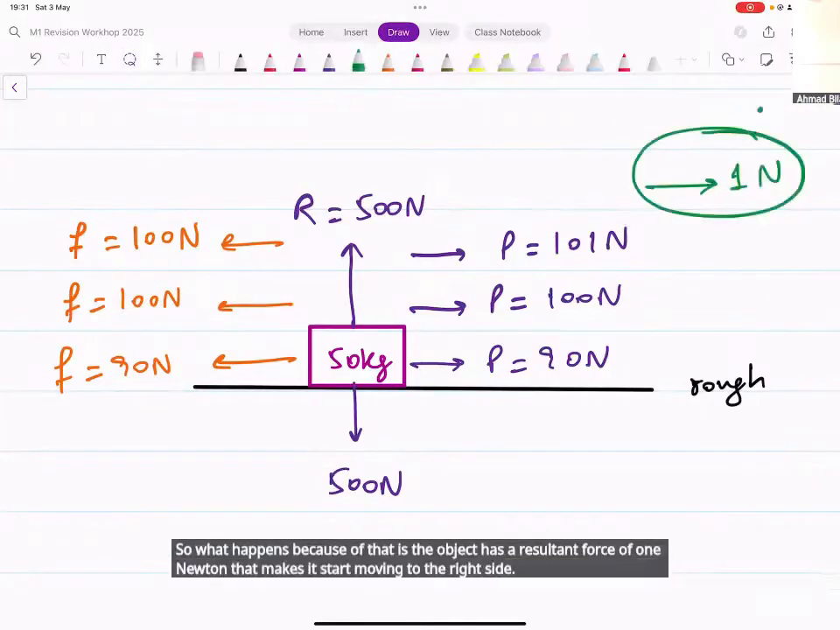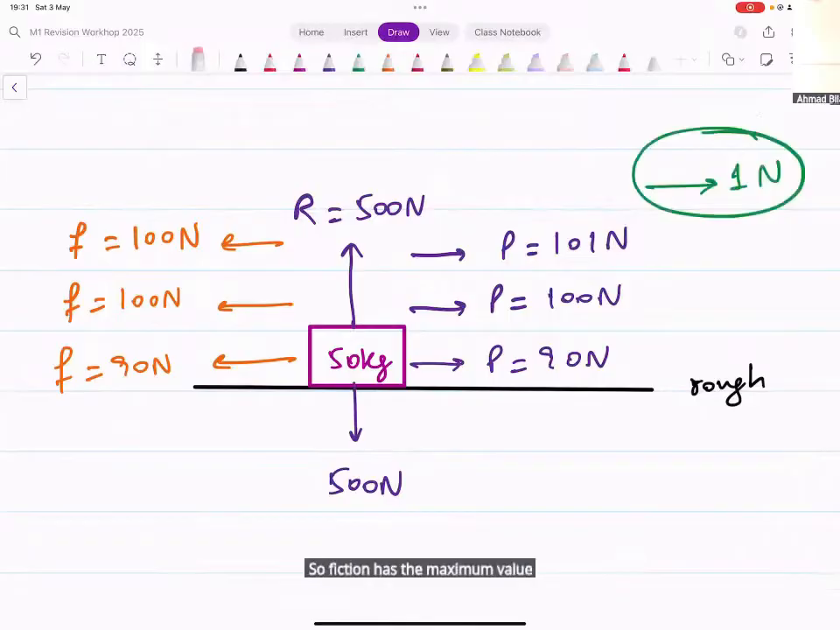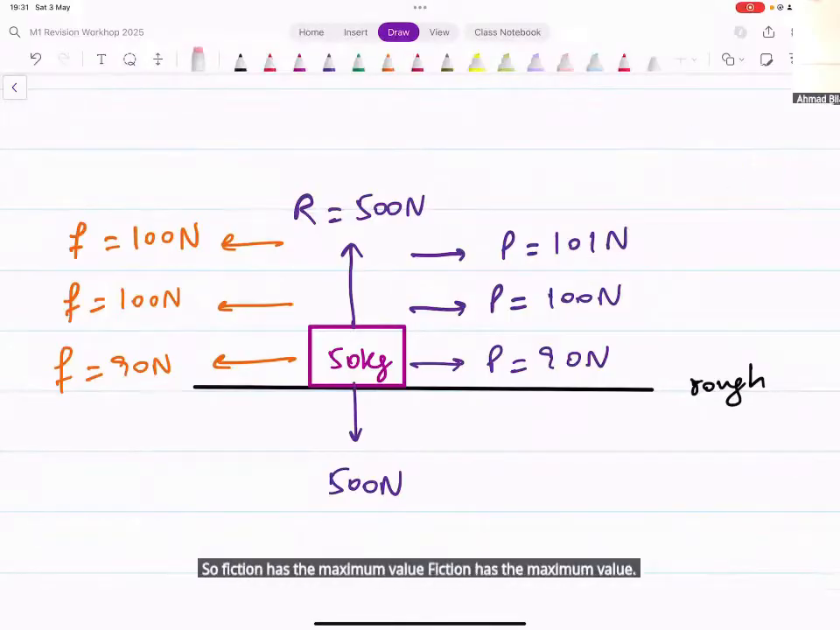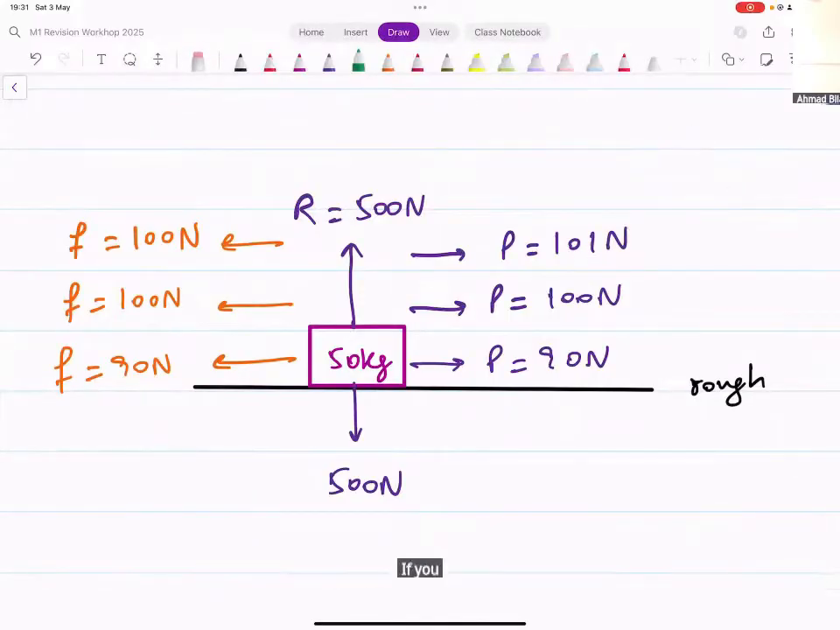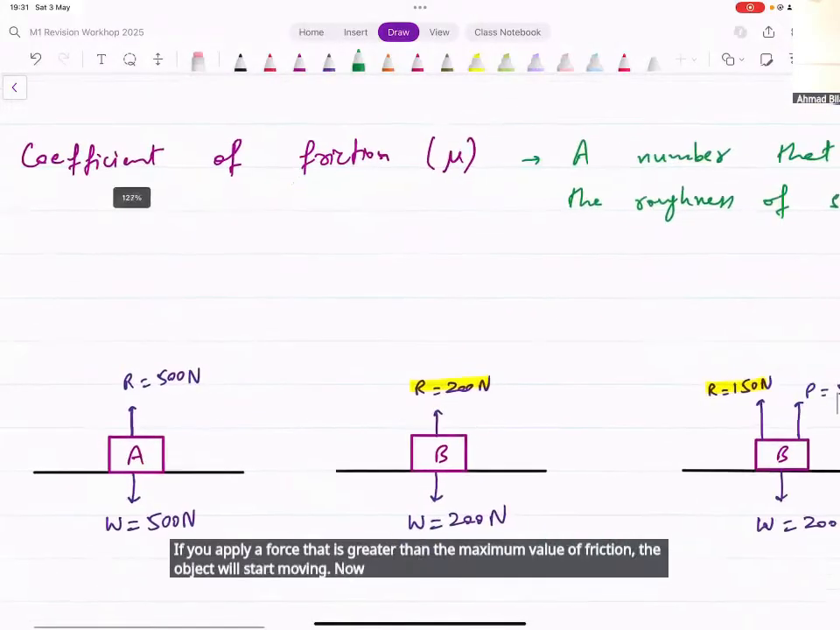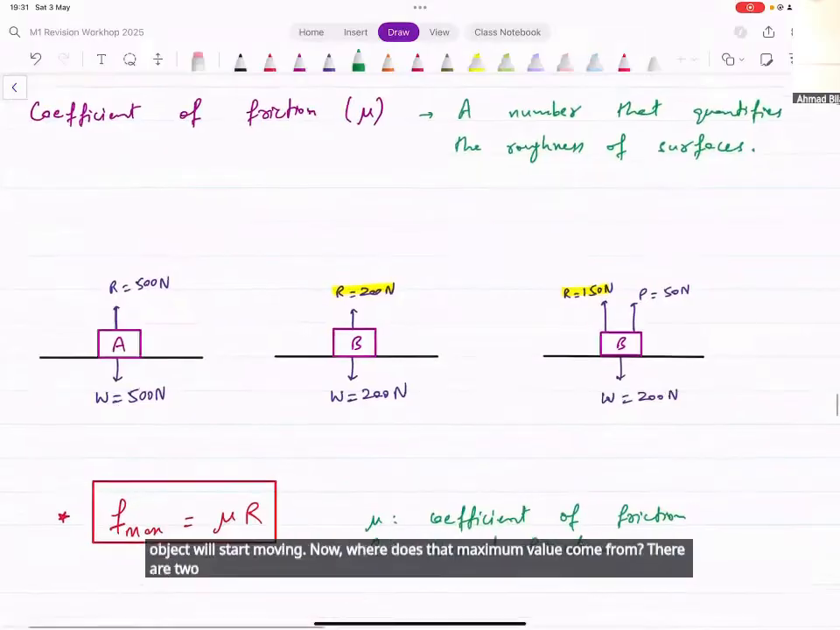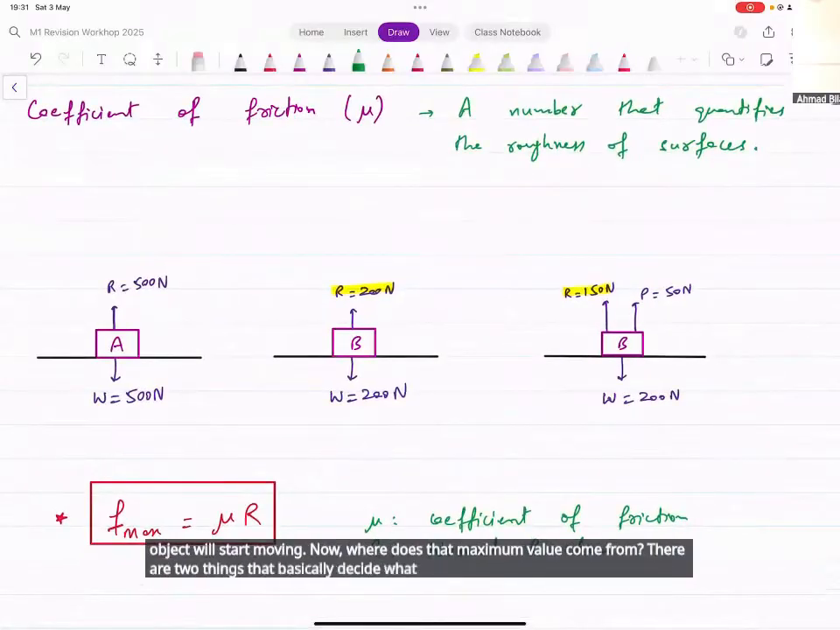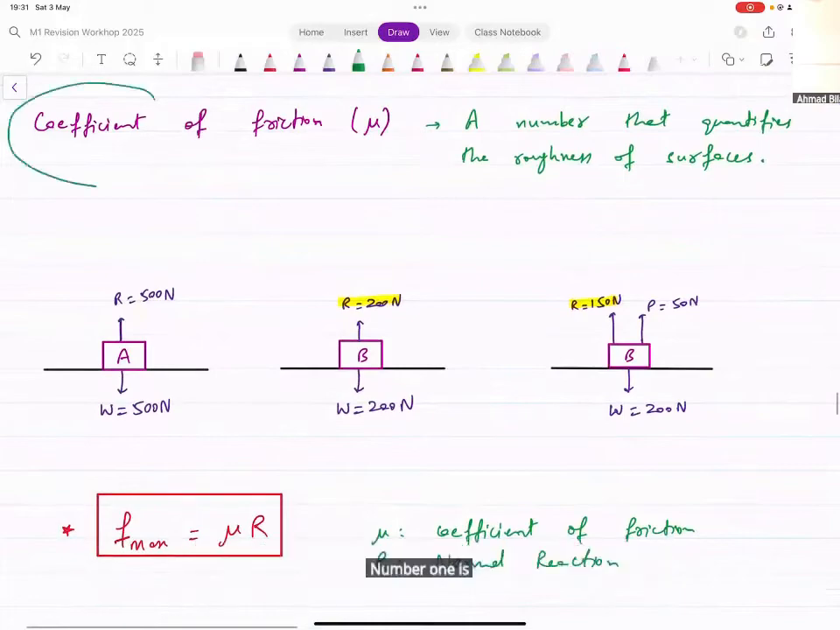So friction has a maximum value. If you apply a force that is greater than the maximum value of friction, the object will start moving. Now, where does that maximum value come from? There are two things that basically decide what the maximum value of friction is going to be in a particular context. Number one is something that we call the coefficient of friction.